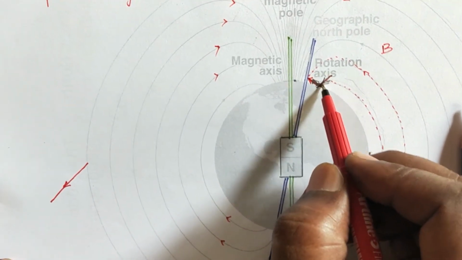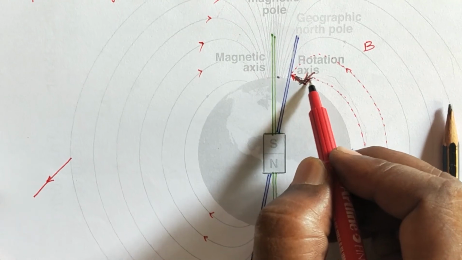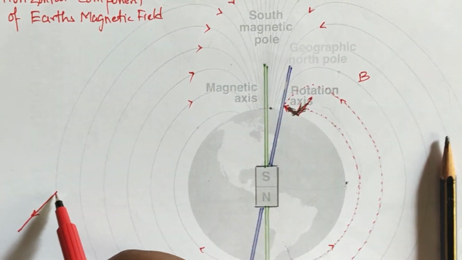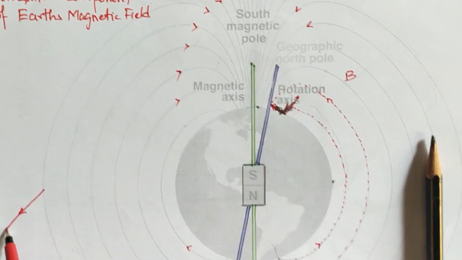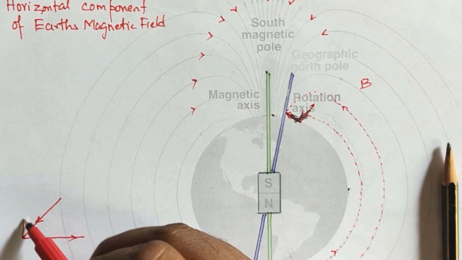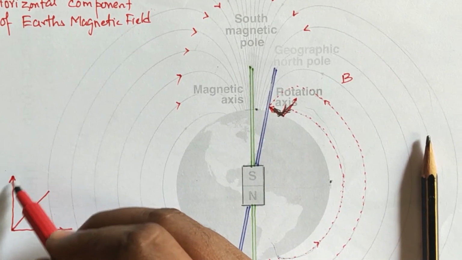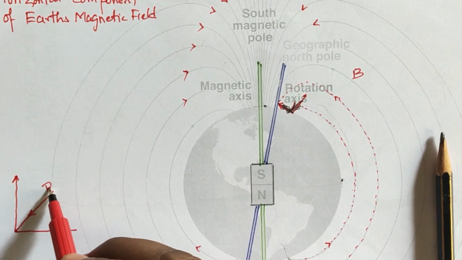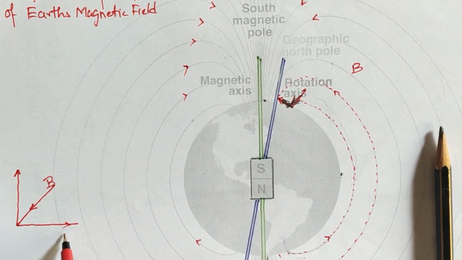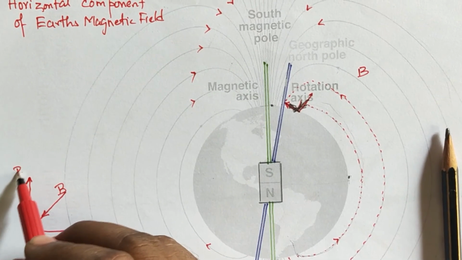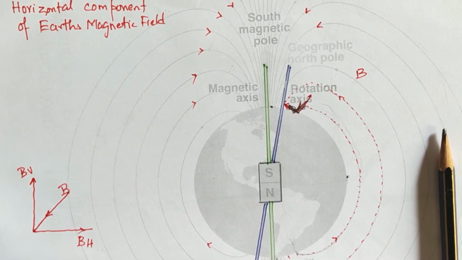This is the direction of the magnetic field line, and this is the vertical component here. Suppose this is the direction of the magnetic field, then this is the horizontal component and this will be the vertical component. We measure the magnetic field strength of Earth by what? B. Then the horizontal component is represented as BH, and the vertical component is represented as BV.